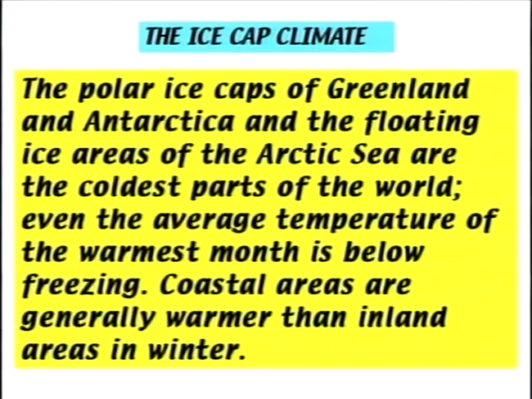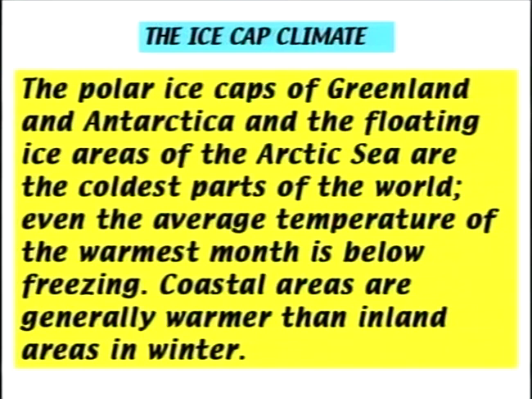Even the average temperature of the warmest month is below freezing. So if we're looking at the warmest month, perhaps the average might be at -3 or -4 or -10. The warmest month, the average will not usually be above freezing. It is always below freezing.